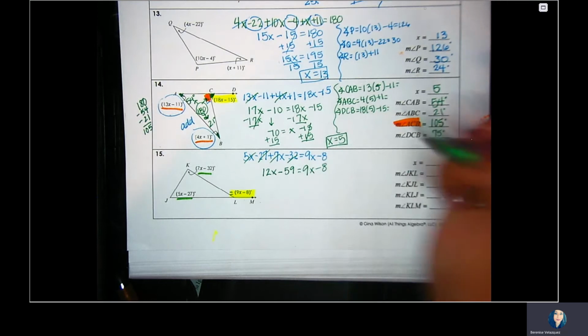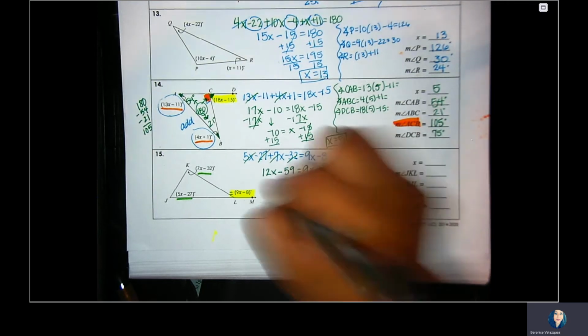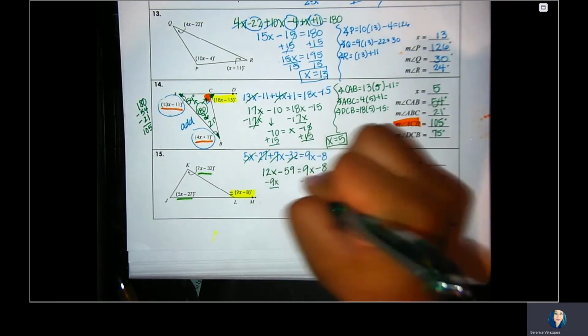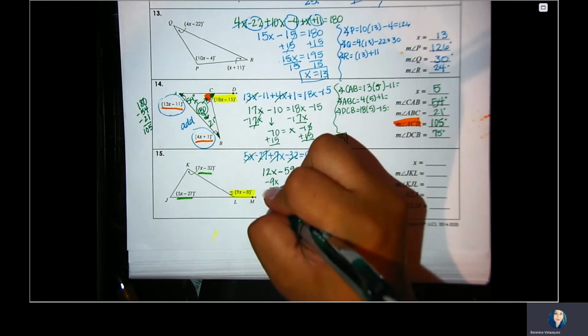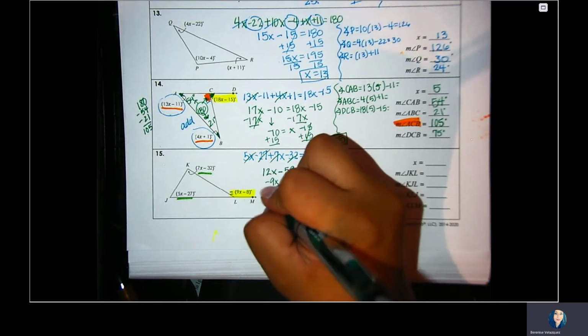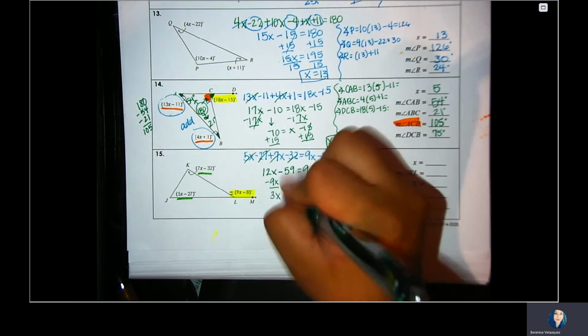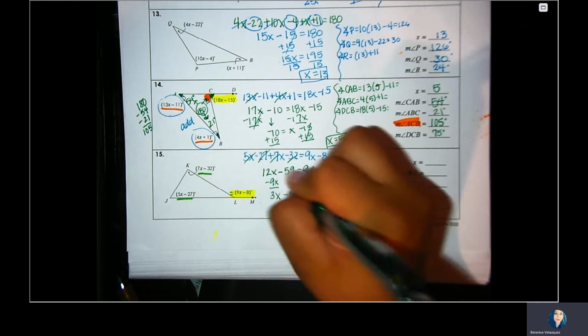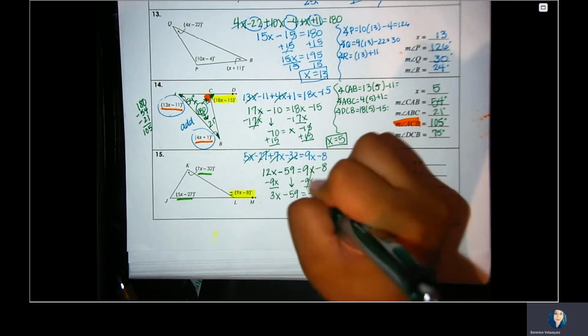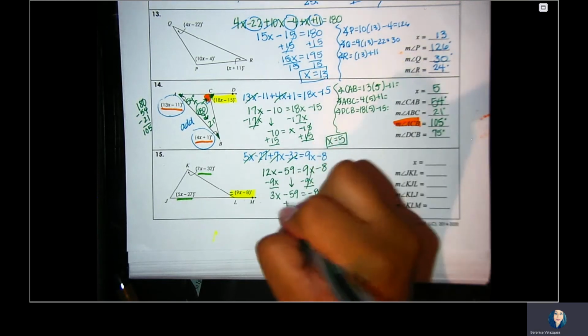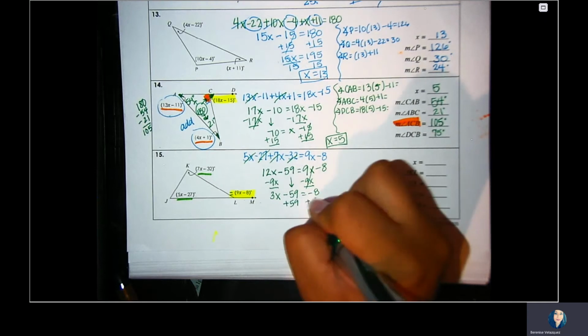Again, move your smaller x towards your larger x so you don't get those negatives. 12 minus 9 is going to be 3x minus 59. So bring that down. Is equal to negative 8. Don't forget the negative on the 8. Add 59.